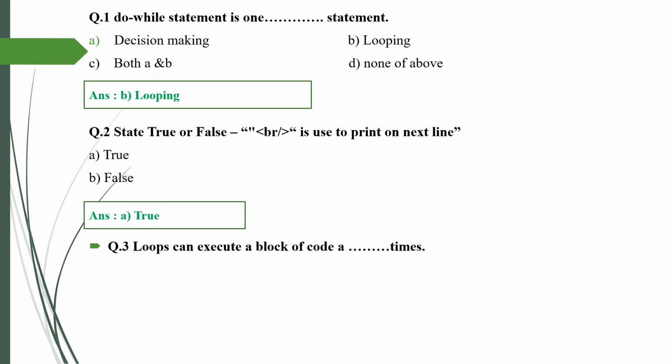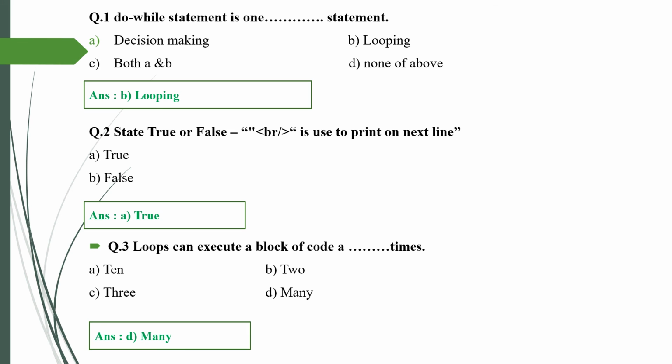Third question, loops can execute a block of code ___ times. Options are 10, 2, 3, and many. The answer of this question is many. Loops can execute a block of code many times.